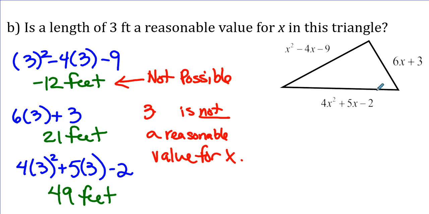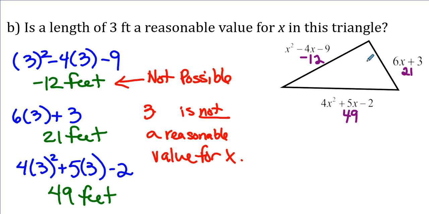Well, what happens? If I take x and substitute 3 in for it, notice how this length right here would be 21 feet. This length here would be 49 feet, and this length here would be negative 12 feet. And you know a length cannot be negative, therefore it does not seem reasonable for this triangle.